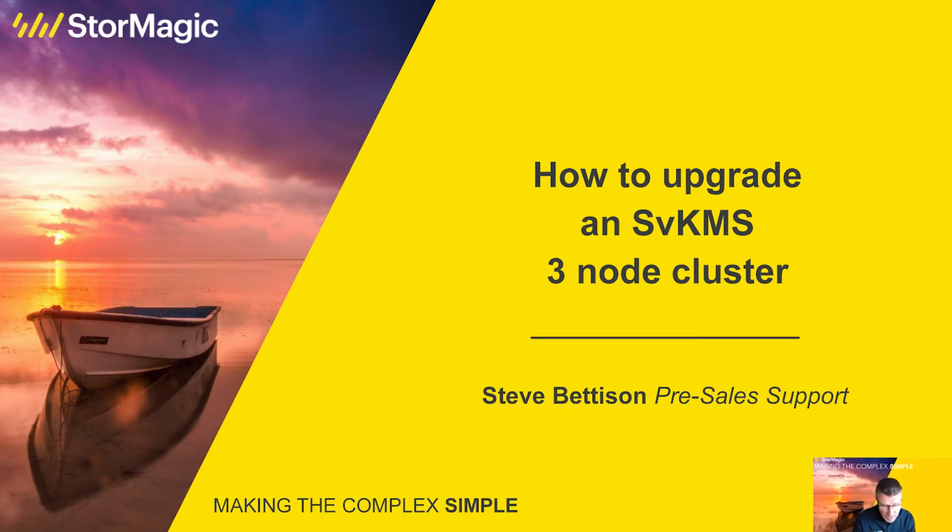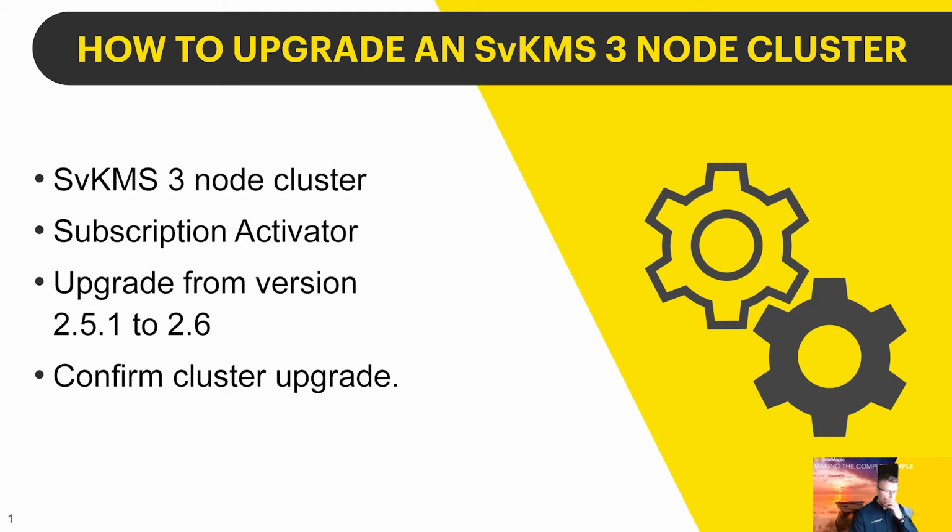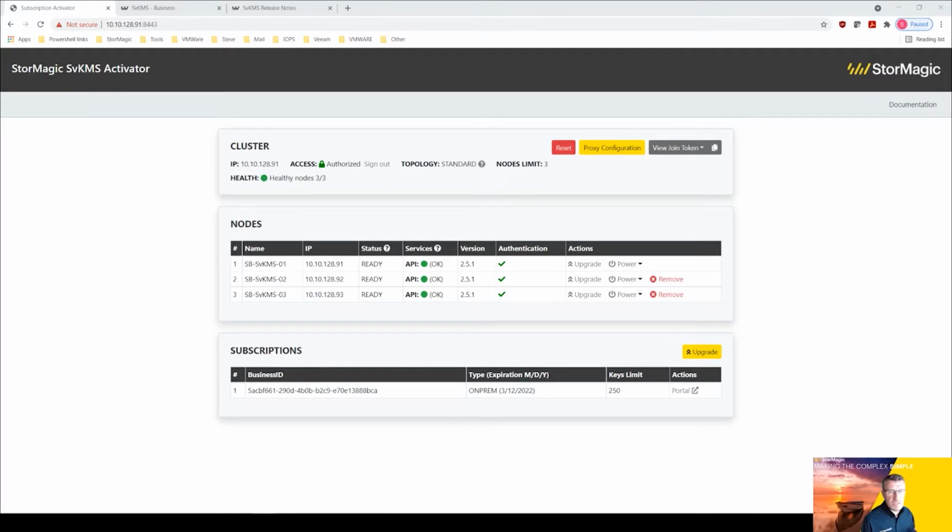We're going to be looking at SvKMS, and particularly today's video is about how to upgrade your SvKMS cluster. So I have a 3-node cluster in operation, and we are going to go through the steps of upgrading that. Now the current version that I'm on at the moment is 2.51, and we're going to upgrade to 2.6. So we've got a 3-node cluster. We're going to go through the Subscription Activator to do this upgrade, and then at the end we'll confirm the cluster successfully upgraded. Let's move out of the slides and onto the lab.